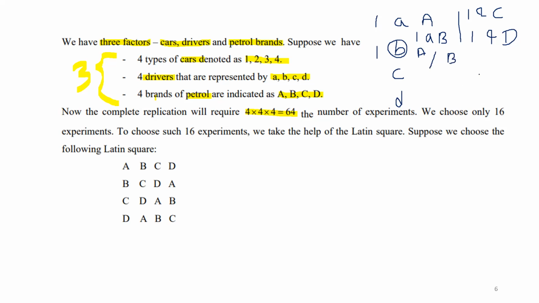Likewise, then how many observations will you have here? 4 times 4. You will have 1, 2, 3, 4, 4 times. So you will have 16 only for the first car.